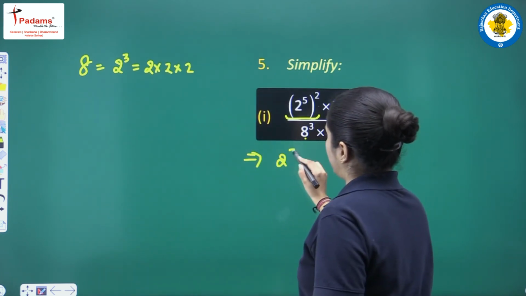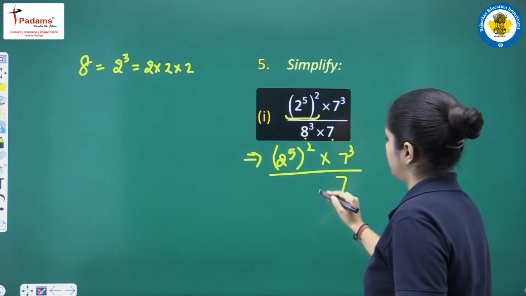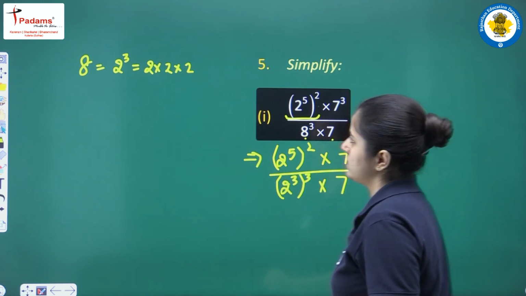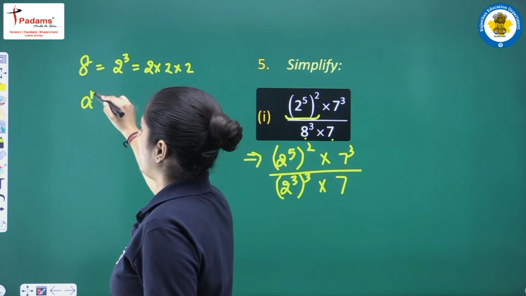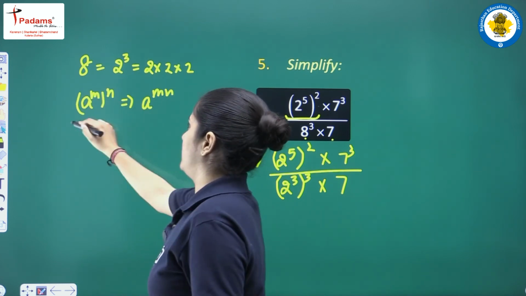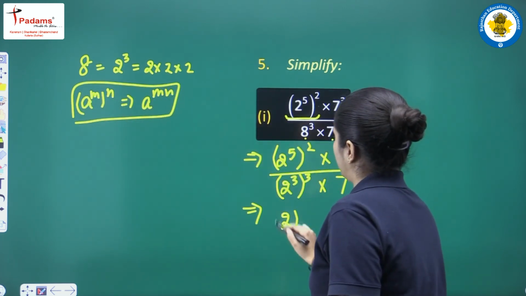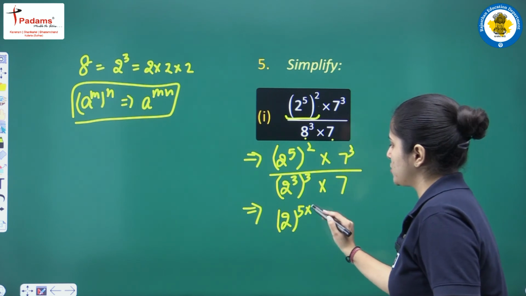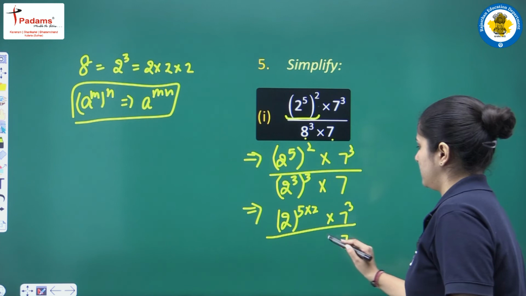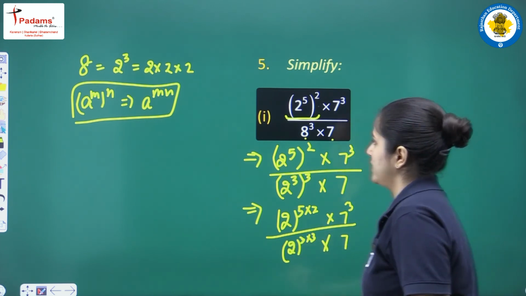So 2 raised to power 5 into 2, this 2 raised to power cube, right students? When you have power of power, then the powers are multiplied, that is a raised to power mn, right students? This is a law. 2 raised to power, a power of power, so it is 5 into 2, it is 3 into 3, right students?